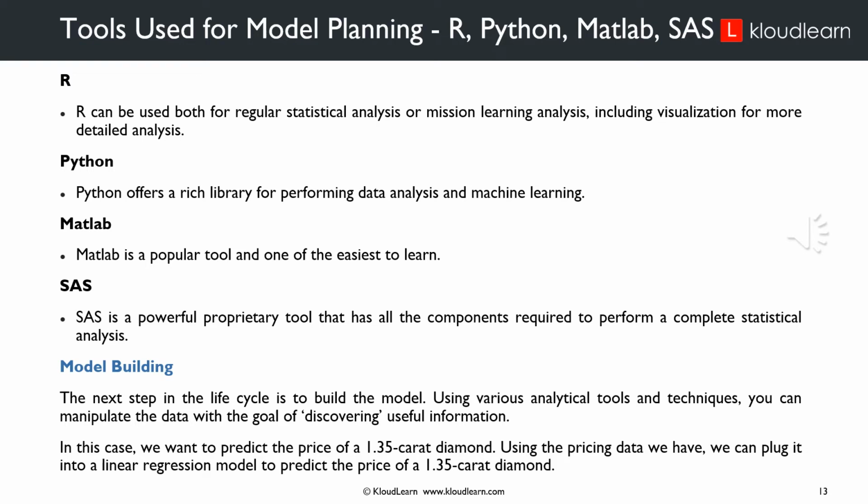In the case of the diamond one, we want to predict the price of a 1.35 carat diamond. Using the pricing data we have, we can plug it into a linear regression model to predict the price of a 1.35 carat diamond.